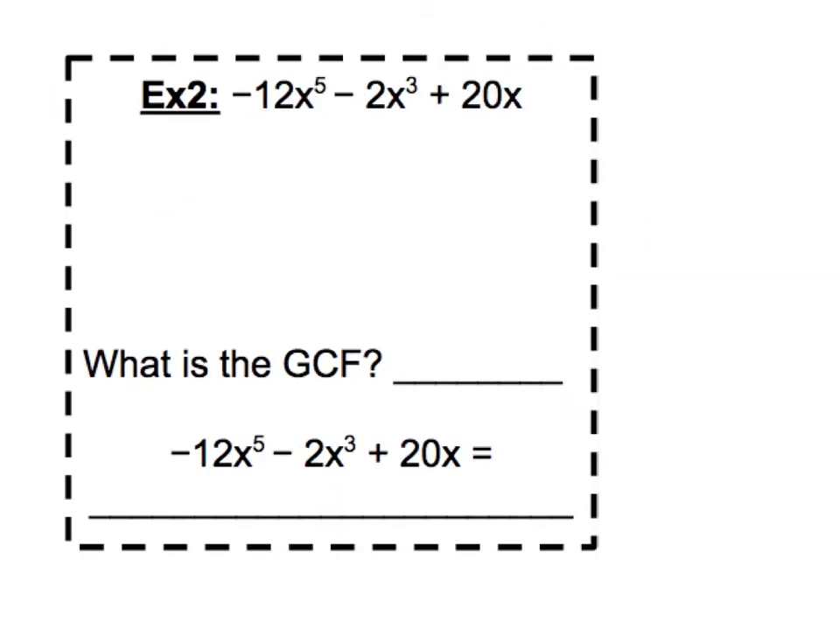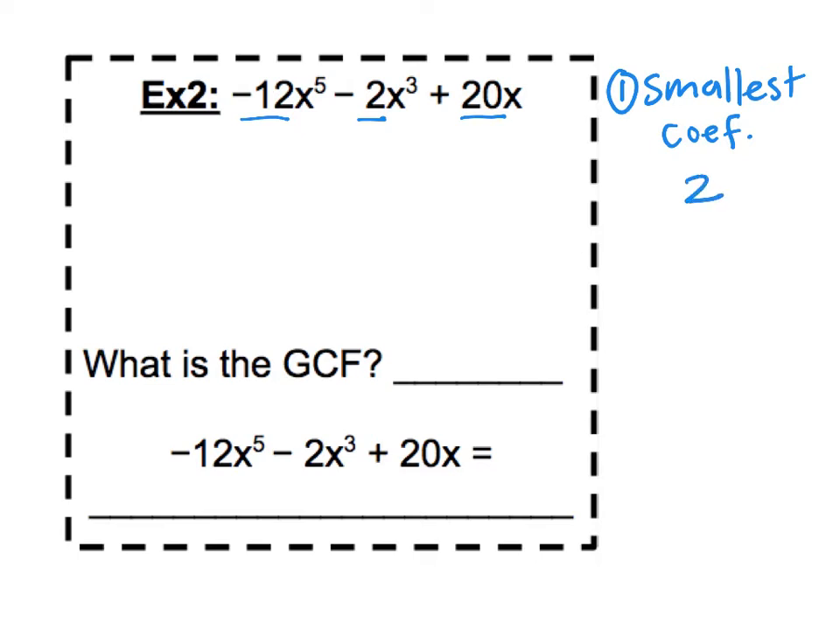All right, we have negative 12x to the 5th minus 2x cubed plus 20x. So the first thing I want to look for is my smallest coefficient. In my coefficients, we have 12, we have 2, we have 20. So my smallest coefficient is going to be 2.